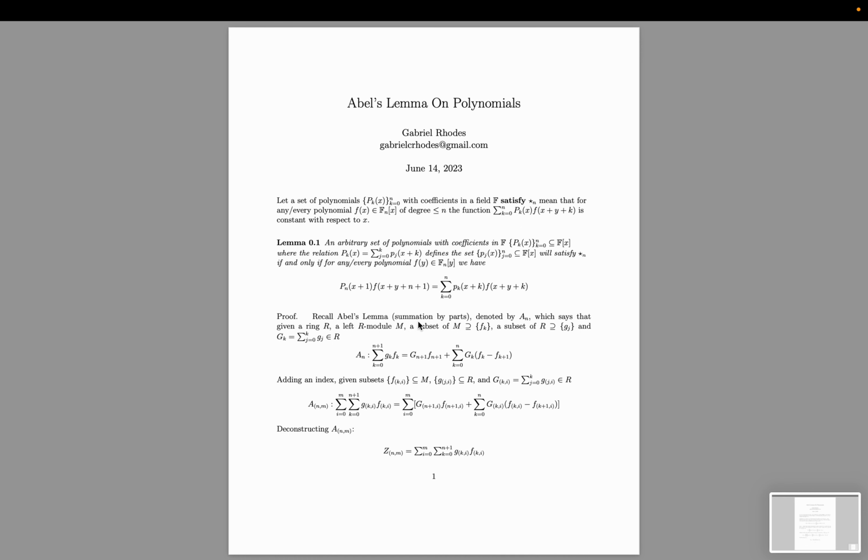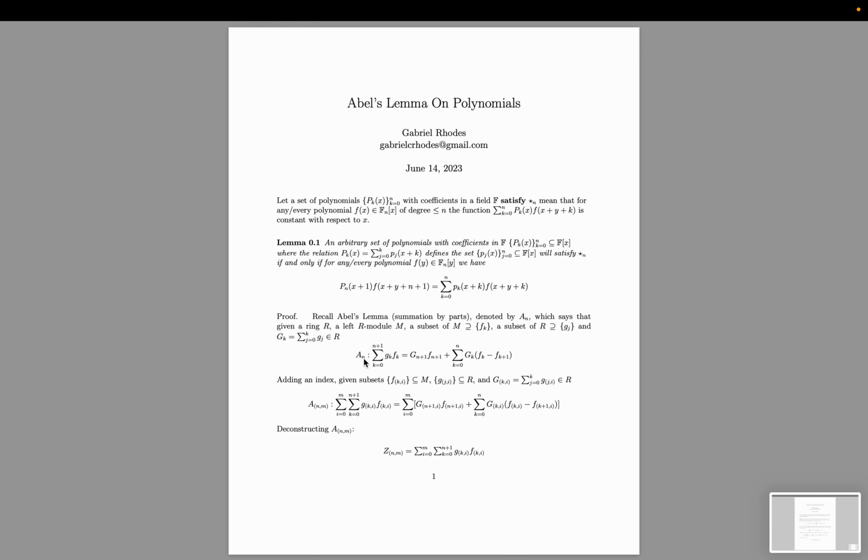So recall Abel's lemma, aka summation by parts, which we'll denote by capital A sub n, where in its general form it says that given a ring R, a left R module M, a subset of R, and capital G sub k equals this sum, then we have this equality here. So already we can see that Abel's lemma is reminiscent of the lemma that we're trying to prove. We have capital G being defined in terms of these lowercase g's. And similarly, we have these lowercase p's, which are defined in terms of these capital P's.